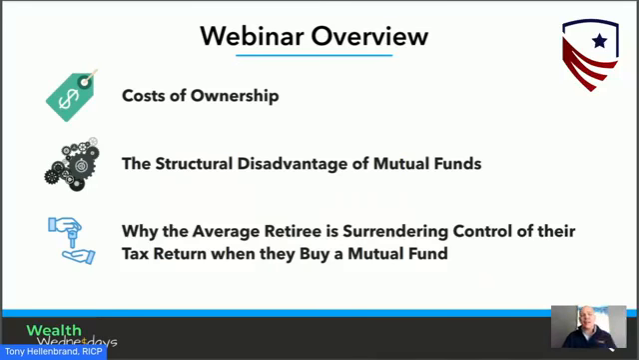So the order that we're going to go through things: number one, talk about cost of ownership. Number two, we're going to talk about the structural differences, because mutual funds and ETFs are not apples and apples. It's completely apples and oranges. They're two totally different things. So don't get wrapped around like, oh, I can buy this growth fund or this growth ETF and I'm going to end up in the same spot. There's huge structural differences with how they work.